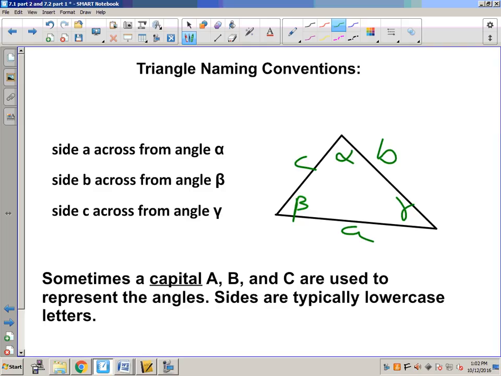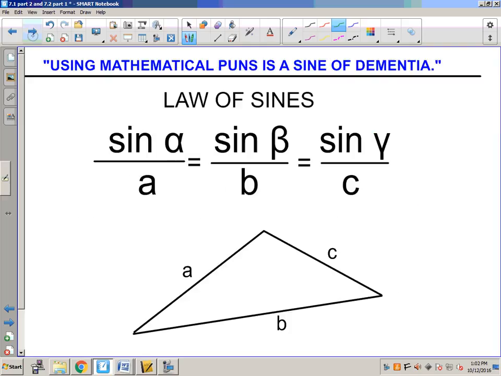All right. Without any further hesitation, let's do the law of sines. And that's the law of sines. Kind of a weird looking equation. It's got two equal signs in it. Don't worry, we're never going to solve something that's got two equal signs in it.